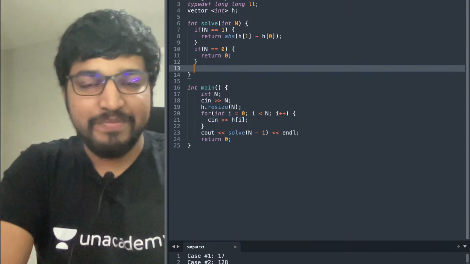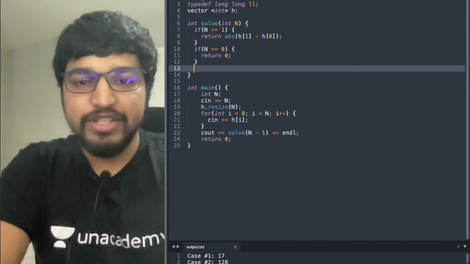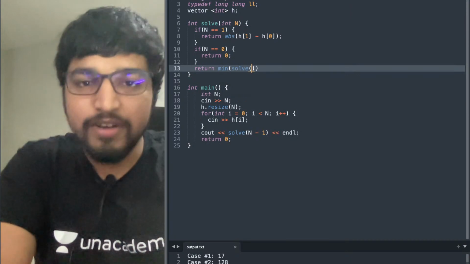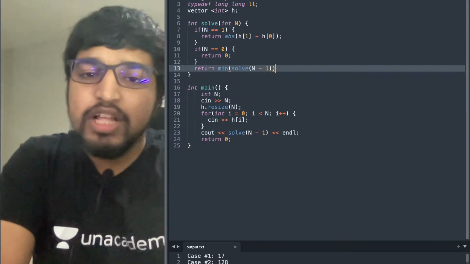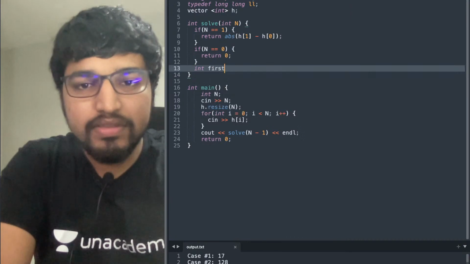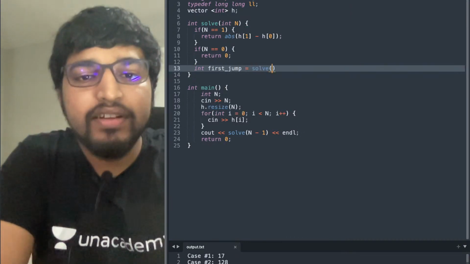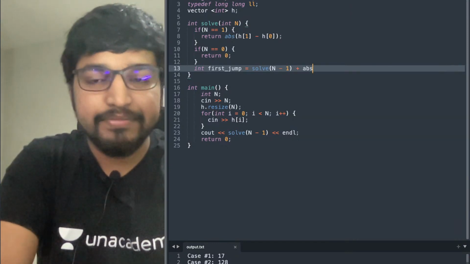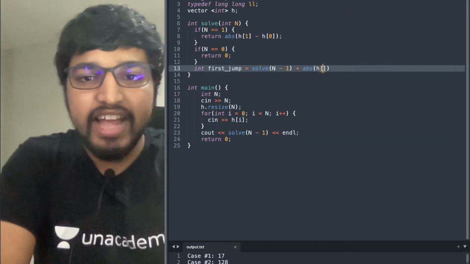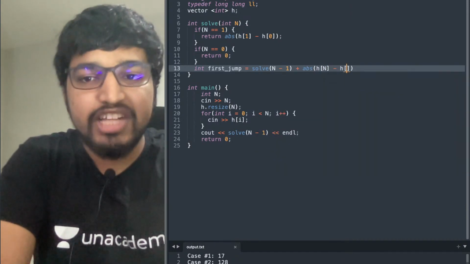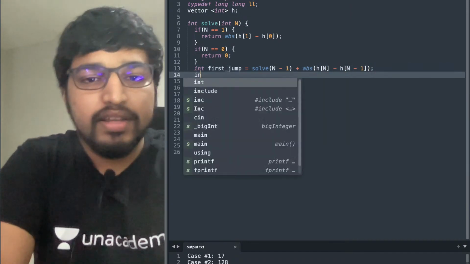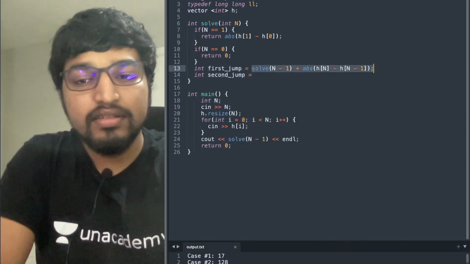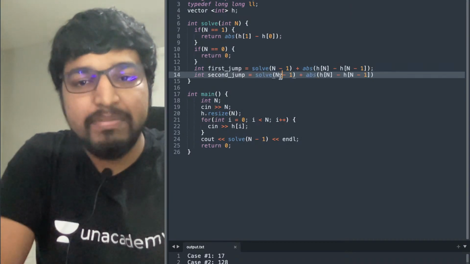Awesome. Now, how do you solve for bigger n? Return minimum of solve of n minus 1. So let's write the two answers. int first jump equals solve of n minus 1, we have the jump from n minus 1 plus absolute of h of n minus h of n minus 1. In second jump, same thing, but n minus 2. We replace minus 1 with minus 2.